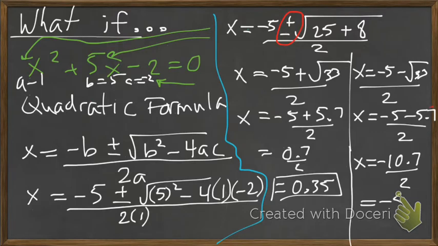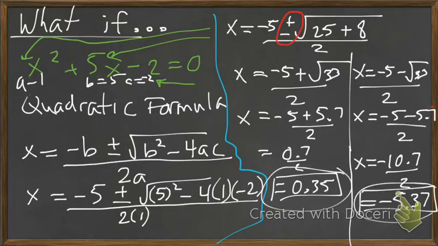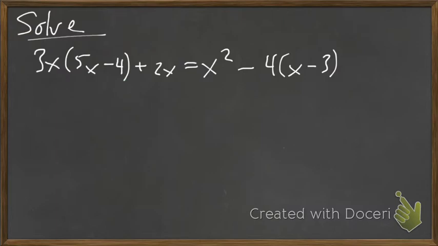Equals negative 5.37. So my solutions were 0.35 and negative 5.37. So again, depending on what the situation was asking, if there was a word problem associated with it, you'd have to look at these two values and think logically. Okay? But at this moment, both of these are acceptable solutions.